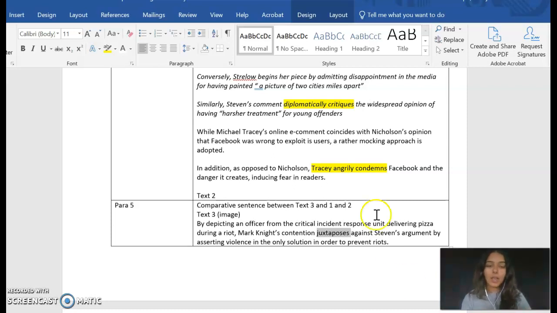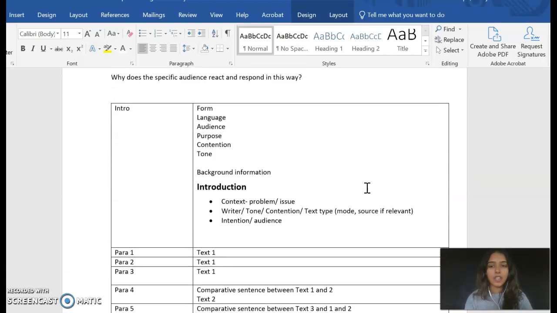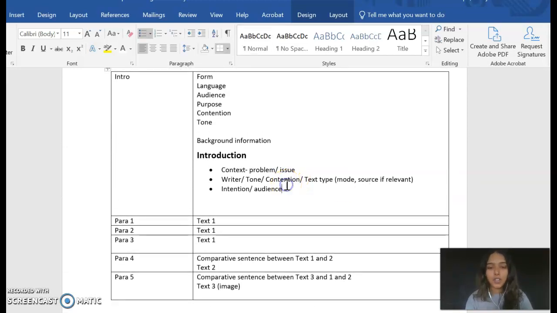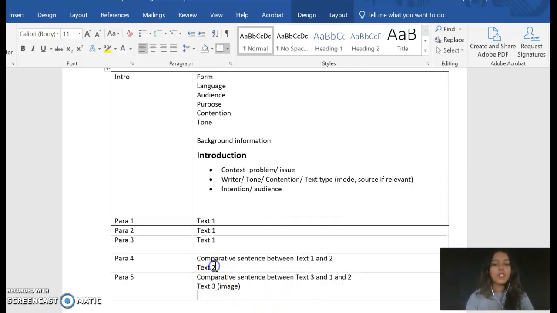Okay, so to summarize what's going on in your argument analysis structure, you've got an intro. Spend 2 to 3 paragraphs on text 1. Spend 1 to 2 paragraphs on text 2 and 1 paragraph on text 3. Once you introduce text 2 and text 3, have a couple of comparative sentences at the start of your paragraph and potentially throughout your piece, but don't stress too much about the comparison.